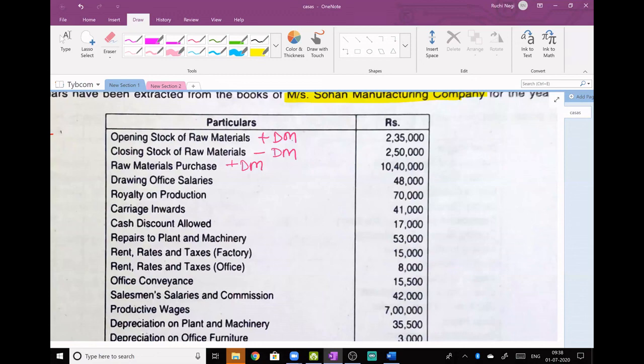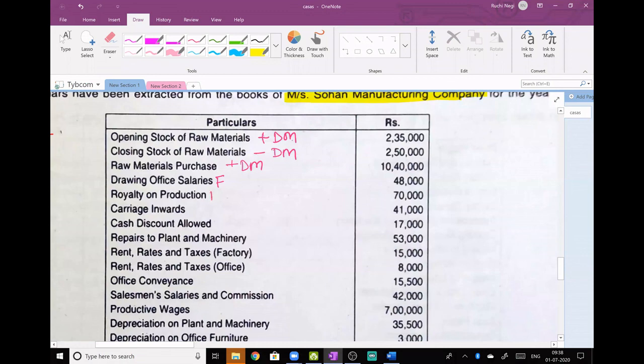Yeah, that full formula. Drawing office salary. Anyone can tell me where this will come? Drawing office salary. Yeah, very good. Students are answering. Harikishan is saying factory. Yeah, very good, dear. It's factory. Nice. So write here F or FOH if you want, you can write that. F indicates factory. Royalty on production. Very good, Harikishan.